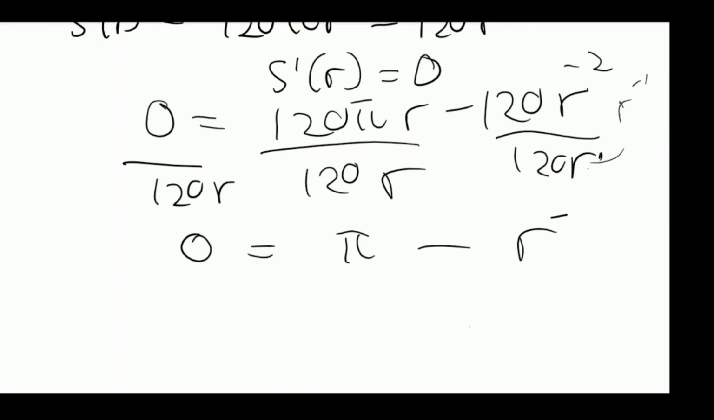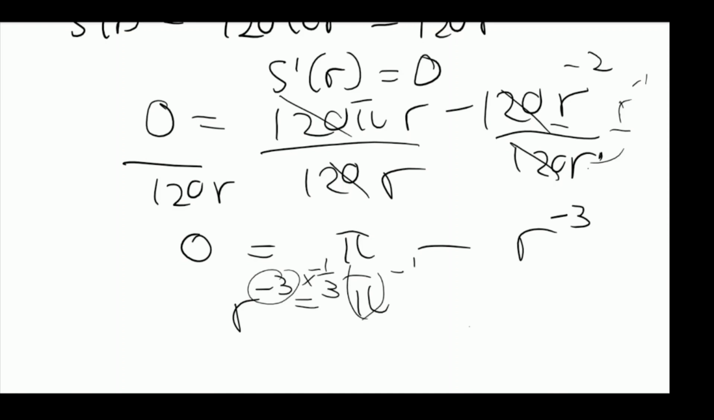So you're going to have r to the power of minus 3, because it's the same base, they add exponents. So this goes away, and then you are left with this. So r to the power of minus 3 is equal to pi. And to remove this power of minus 3, we have to multiply by negative 1 over 3.